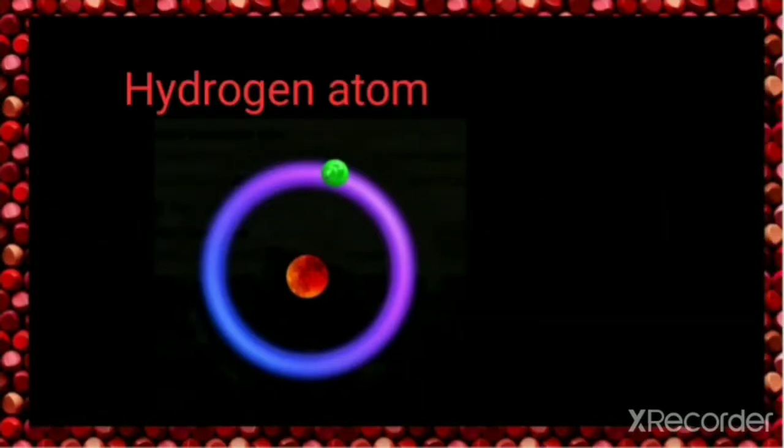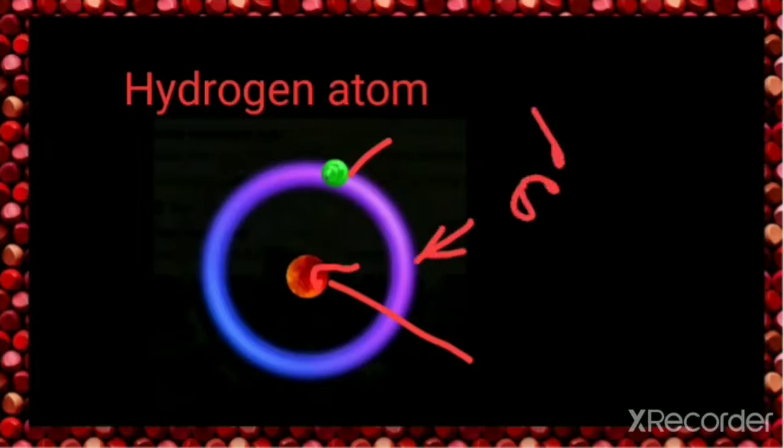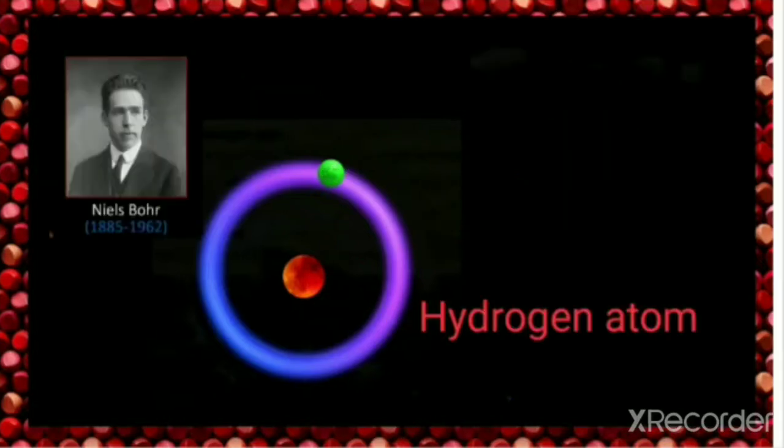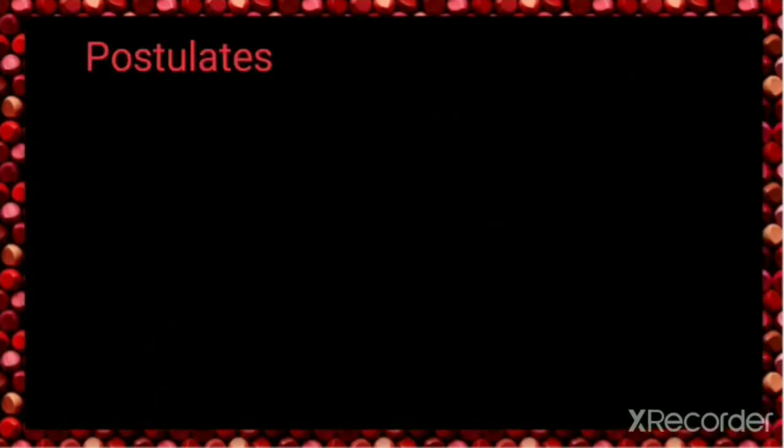Hydrogen is one of the simplest atoms, which has only a single electron that revolves around the nucleus in a definite path, which is called an orbit. Because of this reason, Niels Bohr first explained the structure of an atom for the hydrogen atom. Let us discuss what the postulates of this model are.